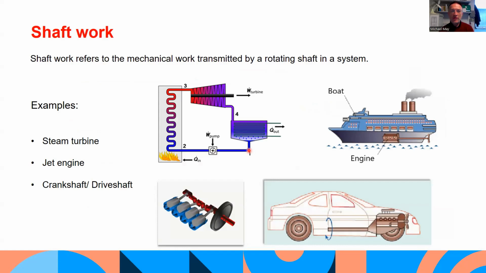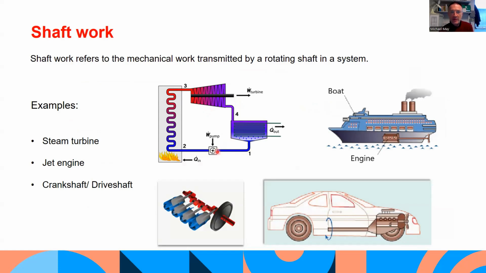Shaft work refers to the mechanical work transmitted by a rotating shaft in a system. Where we would see shaft work would be, for example, when we boil water and turn it into high temperature steam, or superheated steam, and the energy in the steam rotates the turbine. As the shaft rotates, that shaft work comes out. It will be coupled to a generator, and that shaft work would ultimately be turned into electrical work.